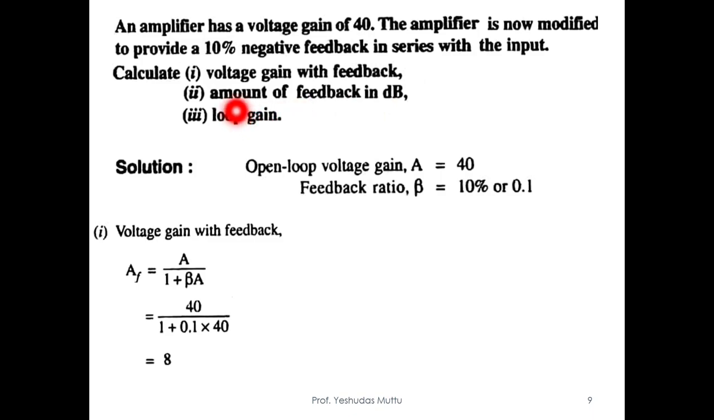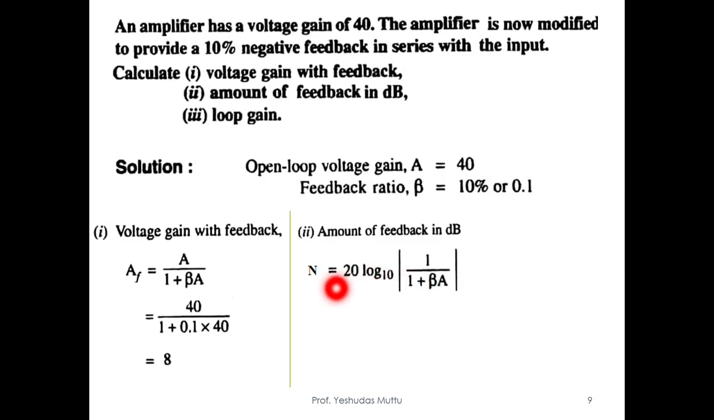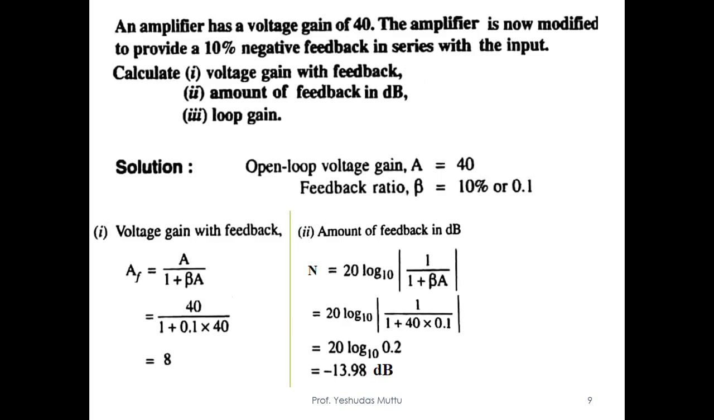Okay. Second part, amount of feedback in dB. Now in dB we had seen the formula in this video itself, in the beginning of this video. So we are going to use that formula. N is equal to 20 log to the base 10 of 1 upon 1 plus beta A. We have beta and A with us. Just substitute, solve and get the answer. If you notice, N is negative, which clearly tells you that it's a negative feedback. It's mentioned in the problem also, right? So it has to be negative.